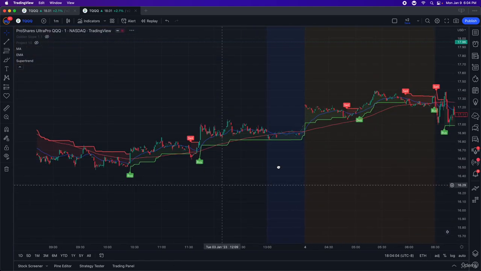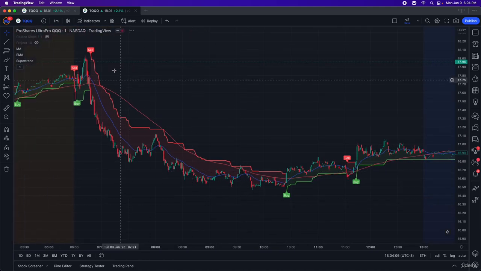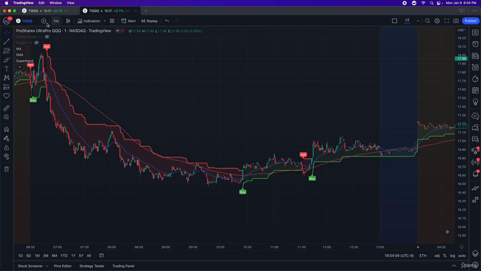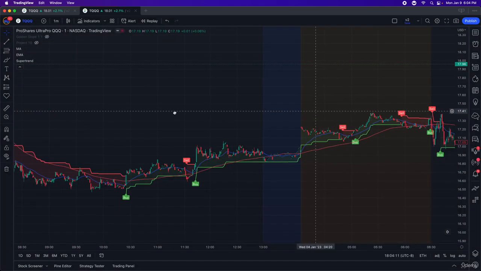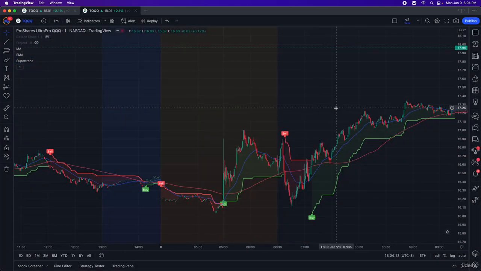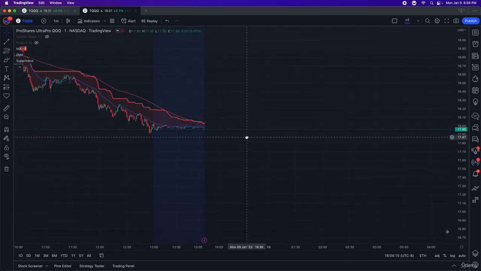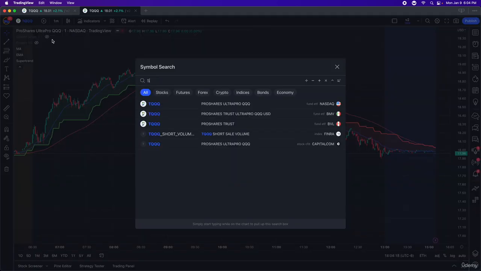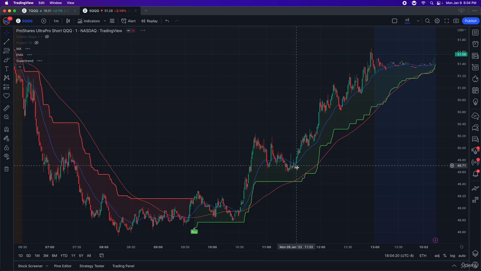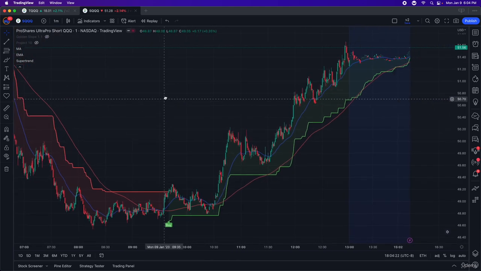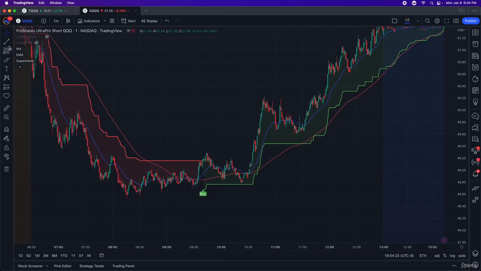So let's find something. For example, this day there was a direction all the way down. If I go to SQQQ, let me just make sure we don't have any remaining lines. I don't like to keep my charts dirty. Yep, we're good. So let's go to SQQQ. Take a look. This day, for example, right here, we got a nice opportunity. We got a buy signal with the ATR, and then we got the EMA line right above the MA line, and we just ride it.